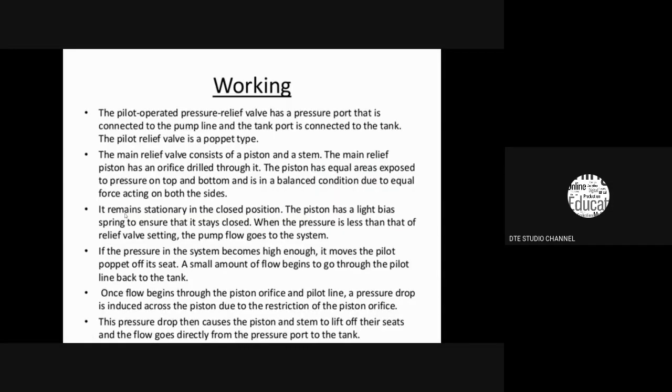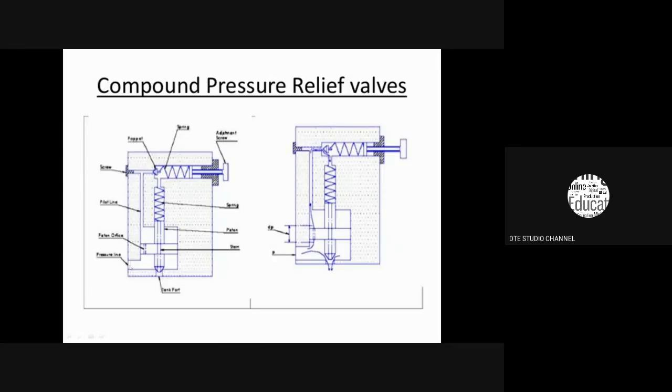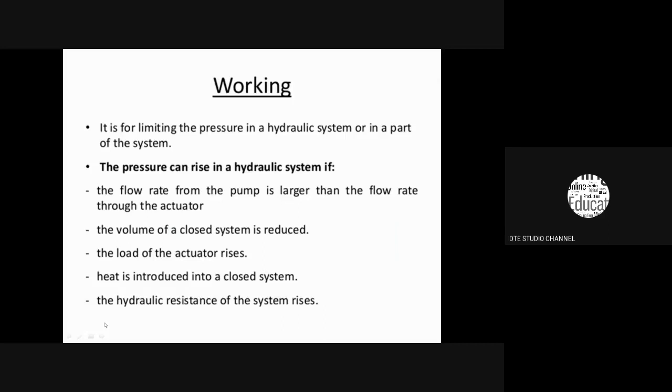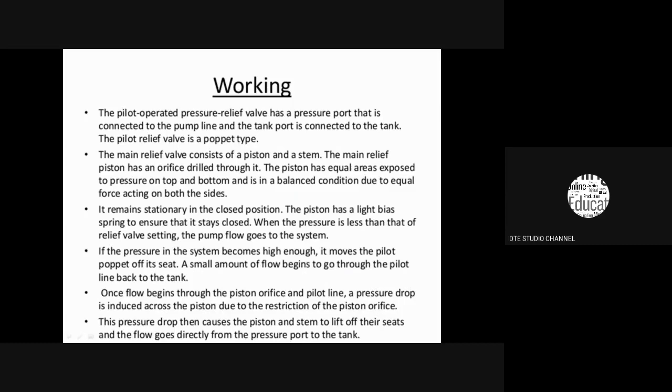The pilot operated pressure relief valve has a pressure port that is connected to the pump. This device is connected to the common line. Here assume that there is a pipeline through which fluid is flowing. Pressure can rise in the hydraulic system. The pilot operated pressure relief valve has a pressure port connected to the pump line and the tank port connected to the reservoir. The pilot relief valve is a poppet type.